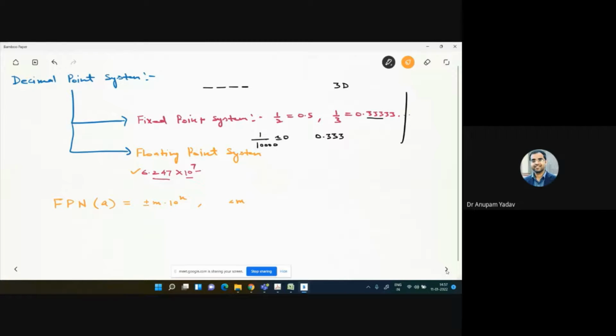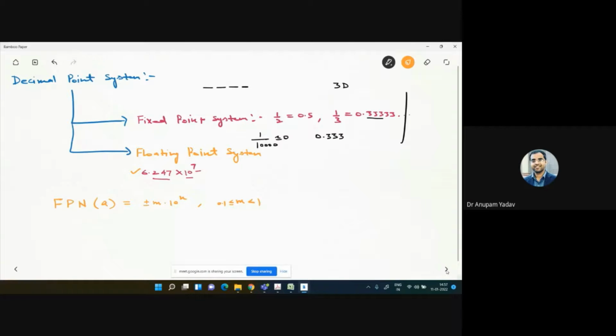M is greater than or equal to 0.1 and less than 1. So obviously it is a positive number, and I'm just talking about m. ये plus minus इसके पहले. Okay, so m is ranging between 0.1 to 1. This is less than 1, not equal to 1. Just be careful.